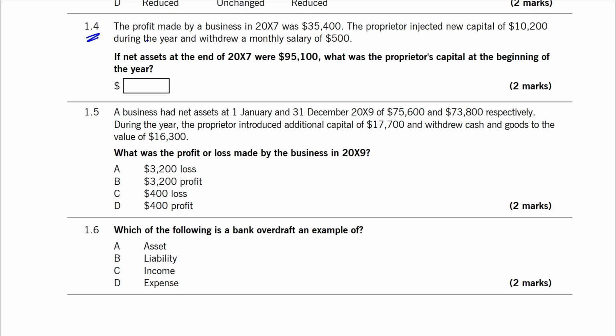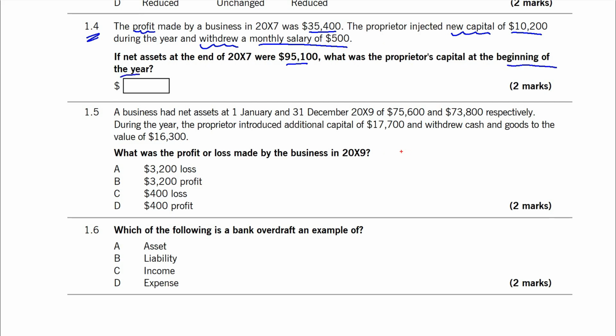Now here we have the next question. The profit made by business in 2007 was this amount. The proprietor injected new capital of this amount during the year and withdrew a monthly salary of this amount. So here we have drawings, new capital, and profit for the year. Now the requirement is, if the net assets at the end of 2007 were this amount, what was the proprietor's capital at the beginning of the year?